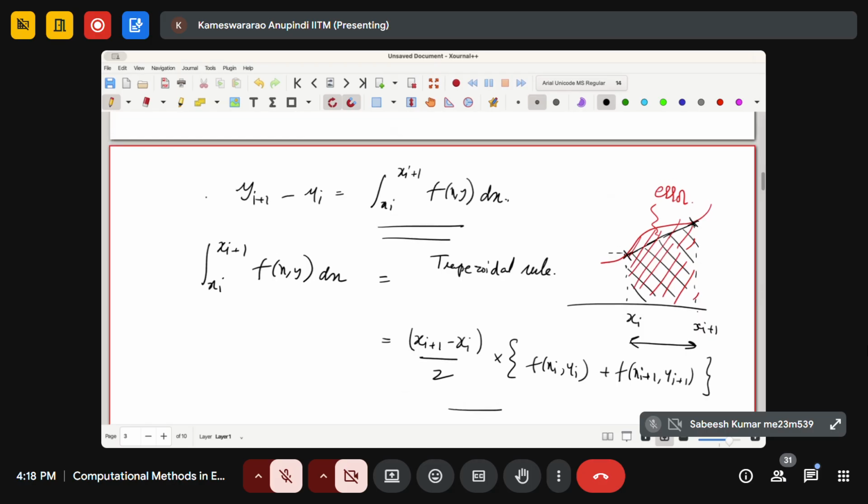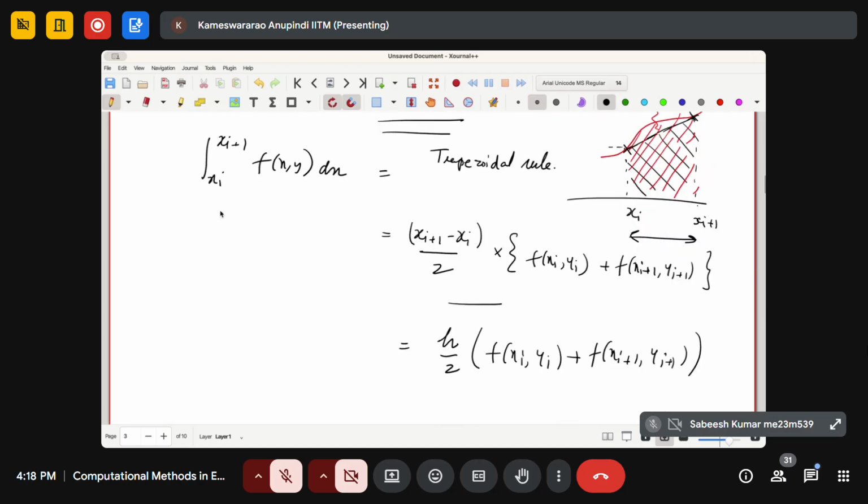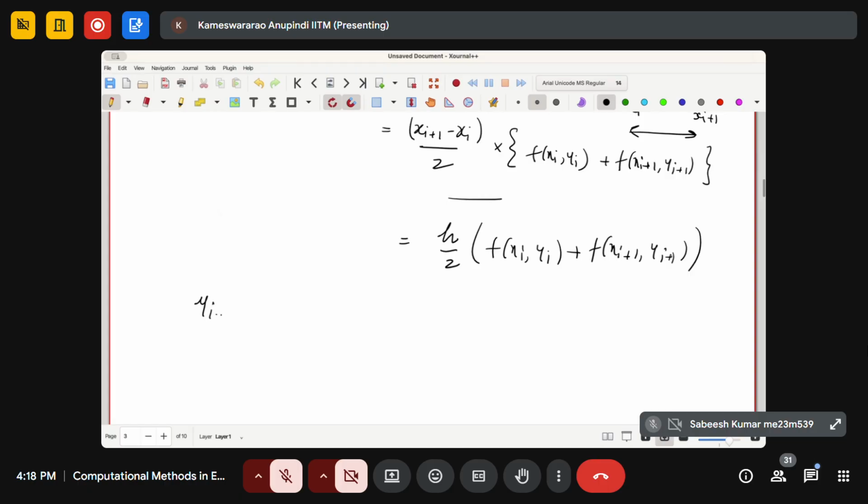So if I go back and substitute into this formula, what we get is yi plus 1 minus yi. If I take this yi to the right hand side, we're going to get yi plus 1 equals yi plus h by 2 times f of xi yi plus f of xi plus 1 yi plus 1.